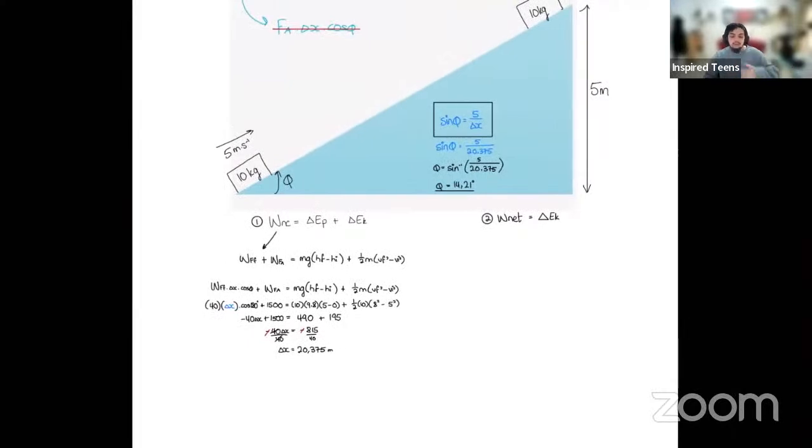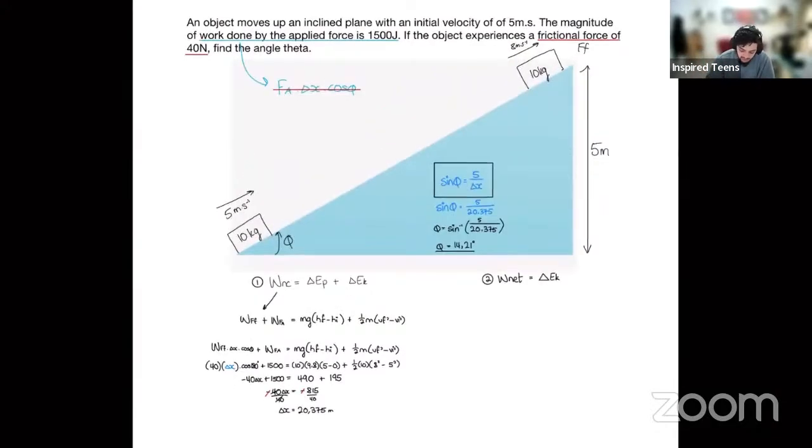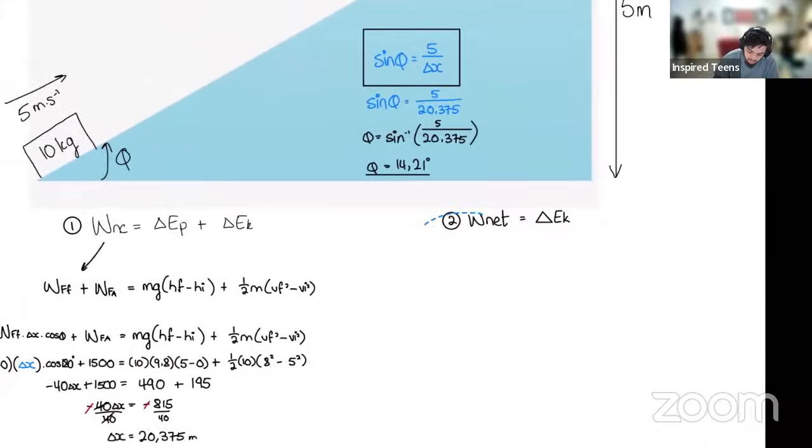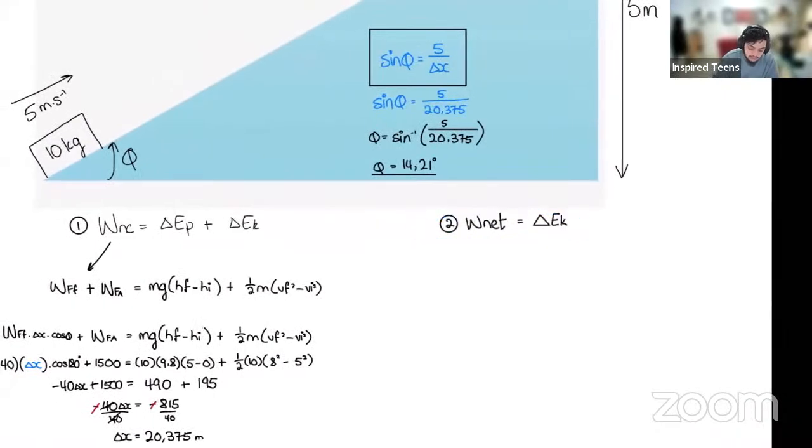Okay, so the first way is using WNC. Again, I told you, whenever you have a question with friction, your first instinct is to do what? It's to use WNC, and it's going to work the majority of the time. When I say the majority of the time, I'm just being safe. It's going to really work most of the time. Try it out, go do questions and you will see. However, let's just say for some reason you would prefer using WNet. No problem. Let's try this question with WNet.